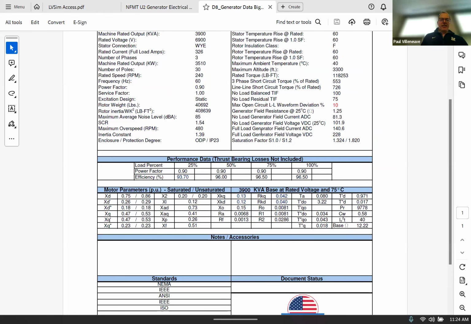Look down at your values for your motor parameters. Or I don't know why they call them motor parameters. It technically should be machine parameters, right? Because it doesn't matter. What do you notice about the machine parameters? There's two per reactance, isn't there? Look at XD, 0.75 versus 0.86. Why is that? Why is there two?